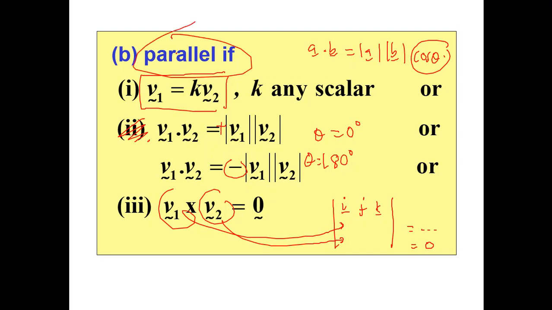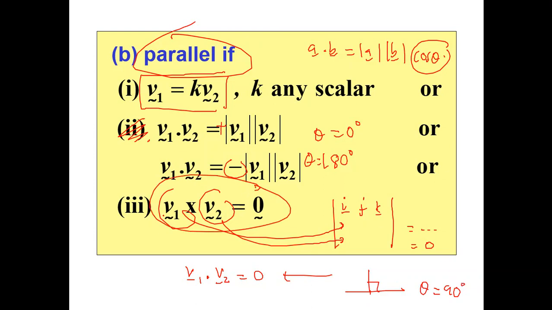Remember, when v1 dot v2 is equal to 0, this shows that the two vectors are perpendicular. When the cross product is 0, this shows that the two vectors are parallel. You have to differentiate between the symbols cross and dot.